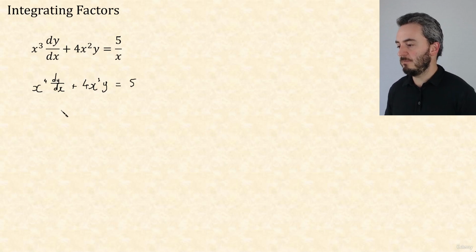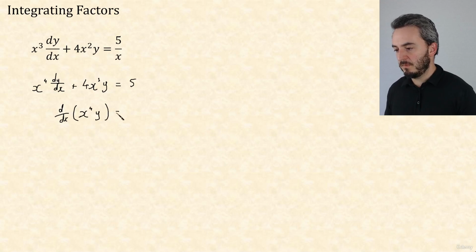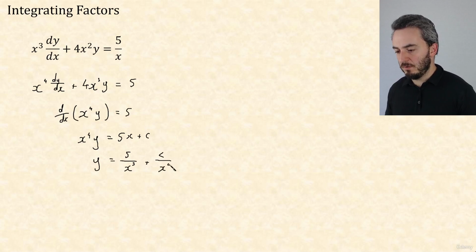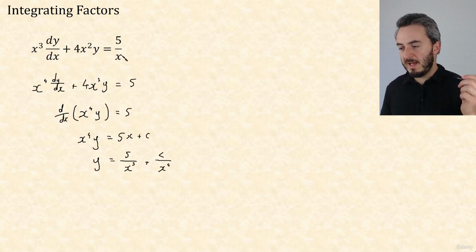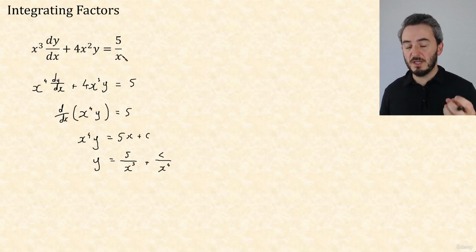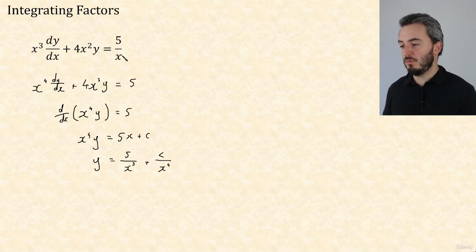So from here, it's just the same as the previous one. That's the derivative of x to the 4y. Therefore, x to the 4y is 5x plus c, and y is 5 over x cubed plus c over x to the 4. So in this instance, multiplying through by x was like the magic function which turned the left-hand side into something I could apply reverse product rule to.